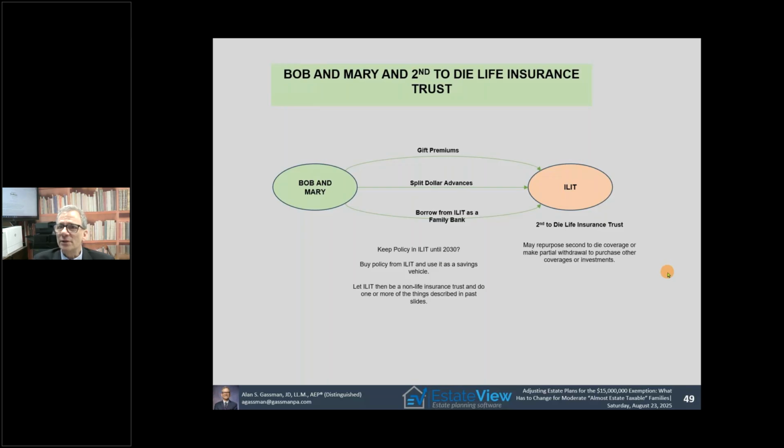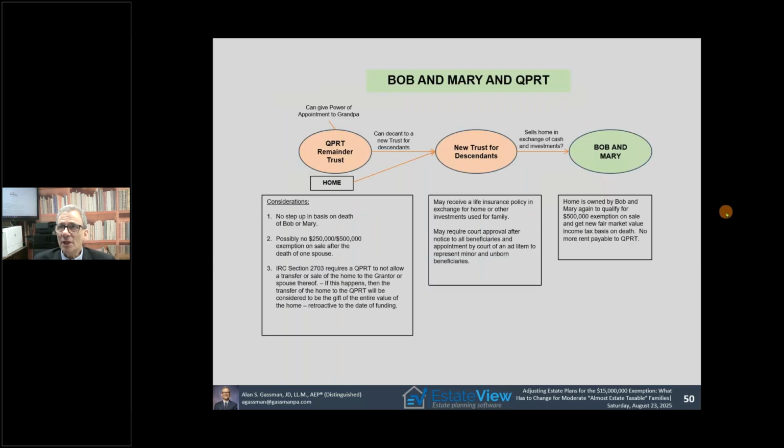Those are all possible. A second to die policy may be a good accumulation vehicle for them, or they may exchange that into a private placement second to die policy, which would have much lower costs and much more flexibility as to what it invests in, or something equivalent thereto.